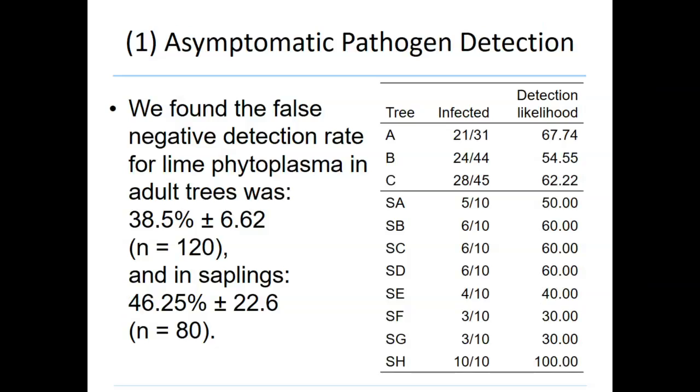And that's quite worrying. That means that if you want to have an accurate diagnosis of a tree, theoretically, you could take 38 leaves from an adult tree and they would all be negative. But that's incredibly probabilistically unlikely. But still, it's possible. And we wondered if maybe this was just our PCR, maybe it was just our method that was going wrong.